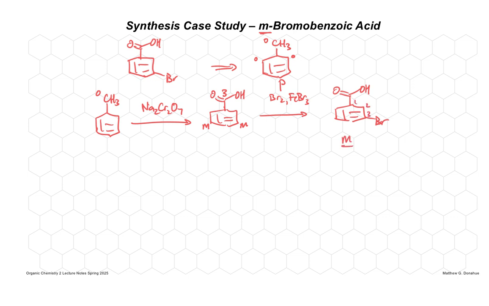So that's the meta isomer. As you're doing these problems, you're looking at number 1, what substituents are bonded to the ring. Number 2, what are their relationships? And number 3, you know what the substituents are, you know the reactions, how to get them onto the ring. But now how are you going to sequence these reactions properly so you end up with the desired substitution pattern?